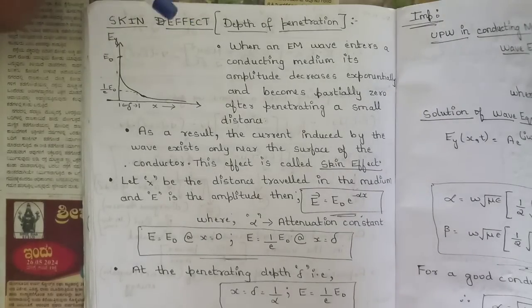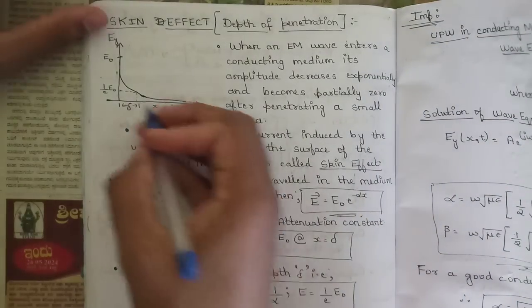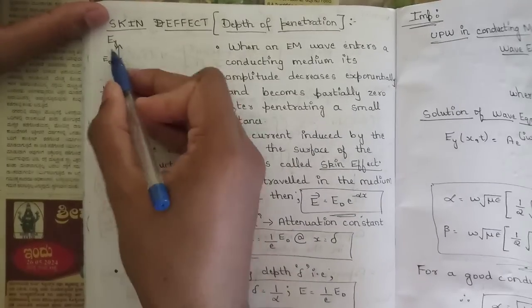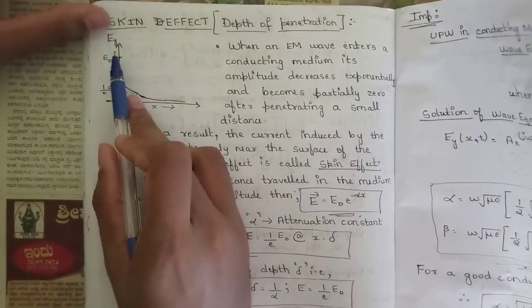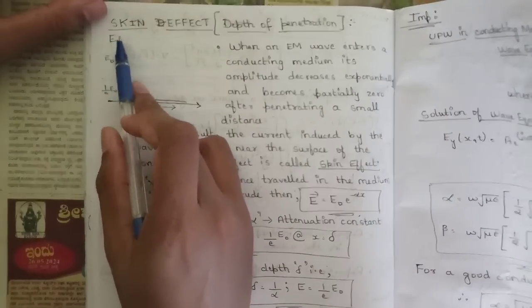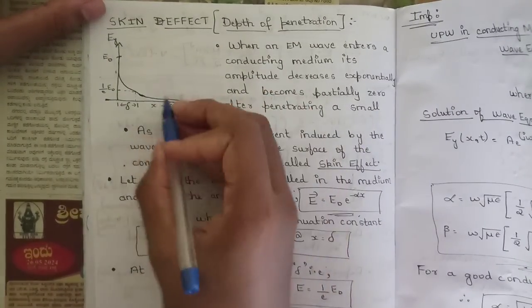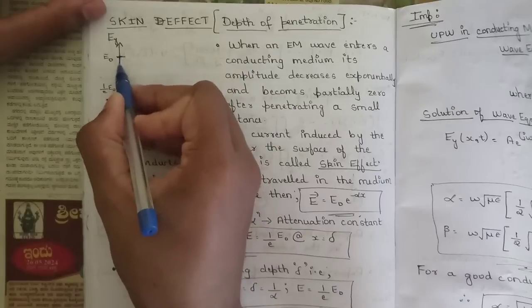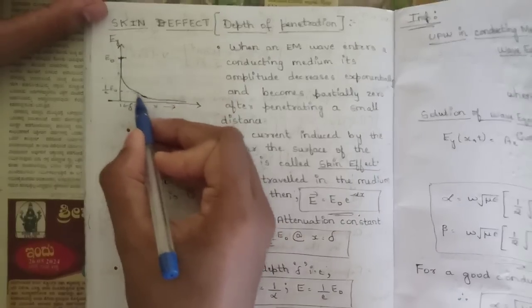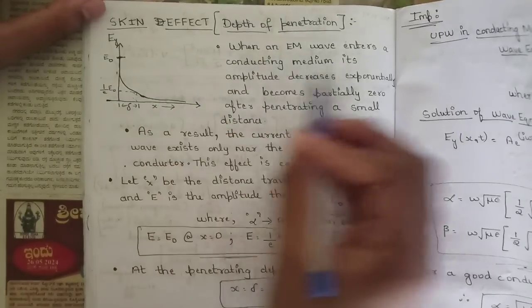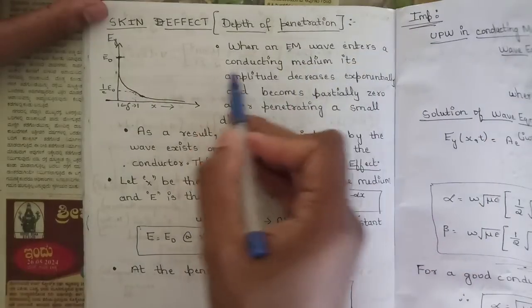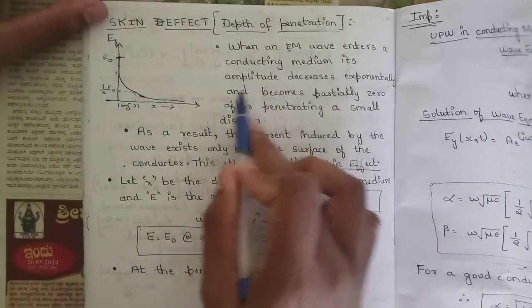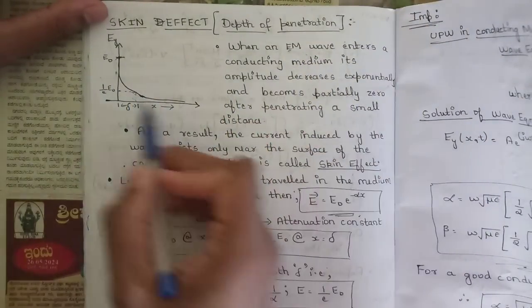Now, what is the skin effect and depth of penetration? We are going to discuss this in detail. Before that, let's analyze this figure. This is the electric field direction, which I have assumed to be in the y direction, that is Ey. The electric field moves along a particular curve here, where the EM wave enters the conducting medium, and its amplitude decreases exponentially and becomes practically zero.